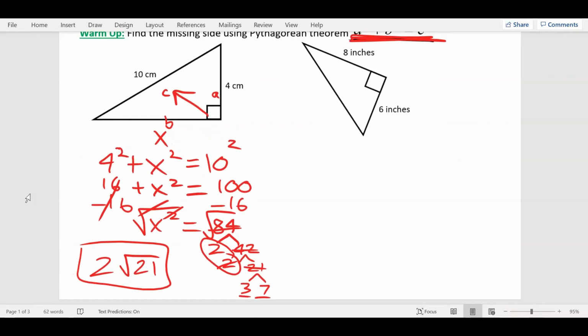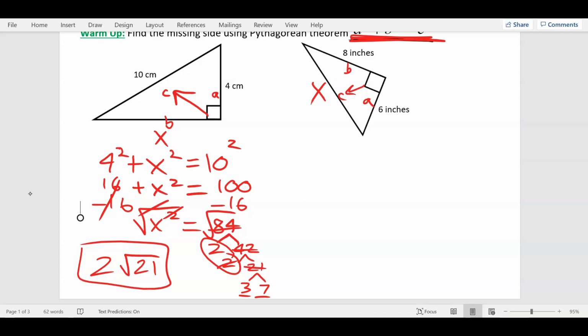Now number 2, same idea, a little different. I want to label A, B, and C. What's A? Okay, 6. And what's B? 8. Okay, 6 and 8 because they're next to 90. Leg, leg, leg, right? So A and B. Now, and again, you can switch A and B. It doesn't matter. But C is always across from 90. Okay, what's C going to be? If it's nothing, call it X, okay?